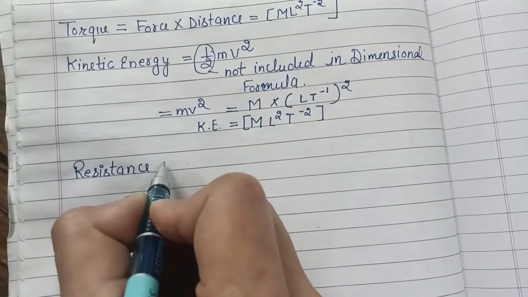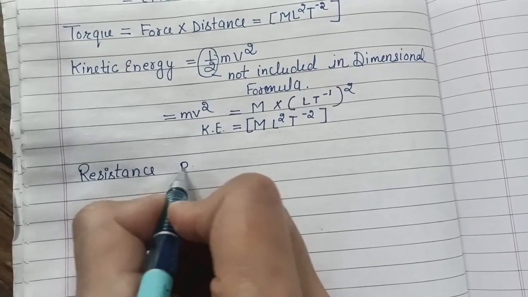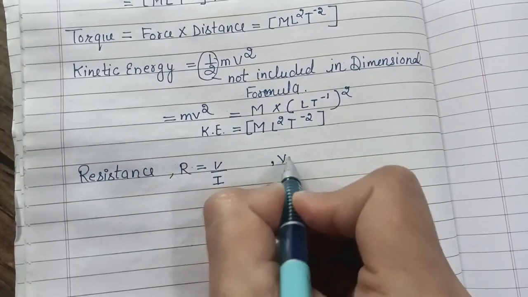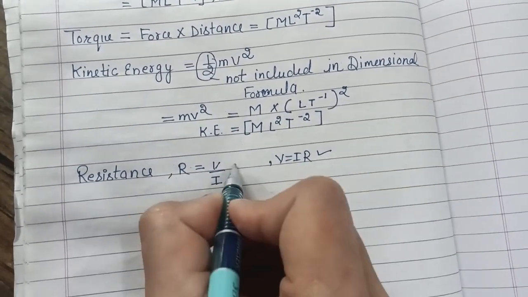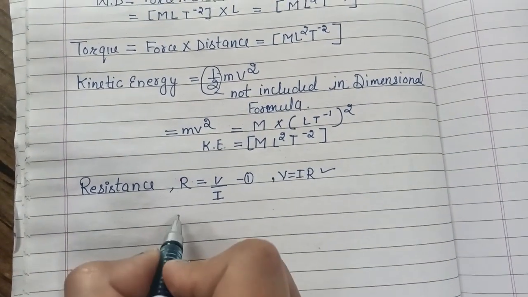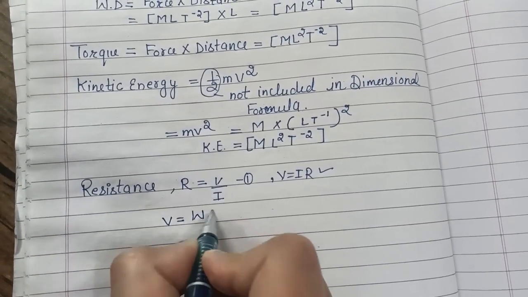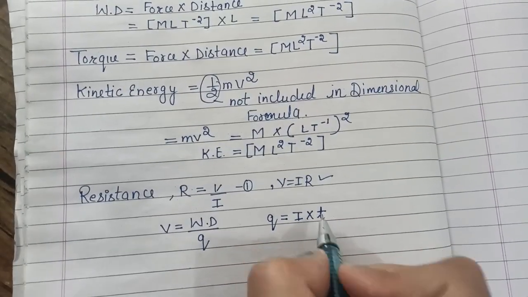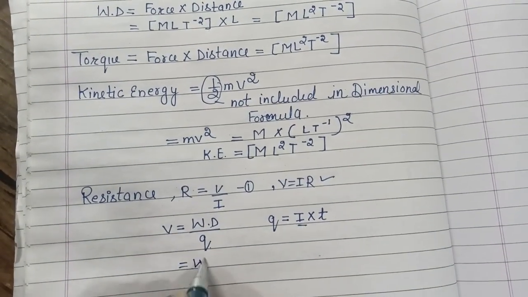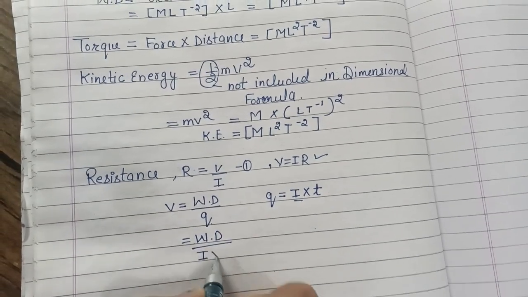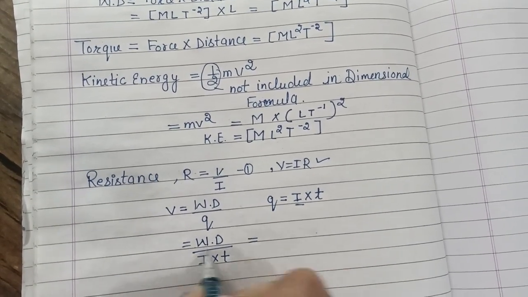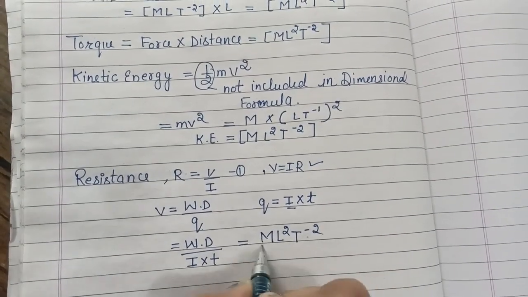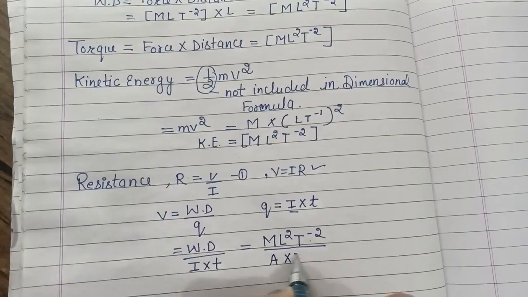Next we are going to find resistance. We know that from Ohm's law, resistance is equal to V upon I, or V is equal to IR. We already know this. Given this equation 1, and we know that V is equal to work done upon charge, and charge is equal to current into time. So put this value of Q here. Work done upon current into time. We already calculated the dimensional formula for work done, that is ML^2T^-2, and for current it is ampere, and for time it is capital T.